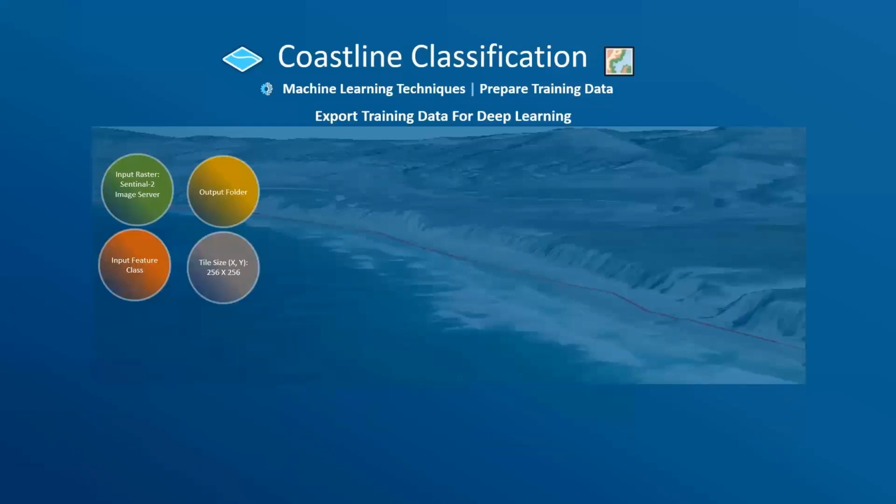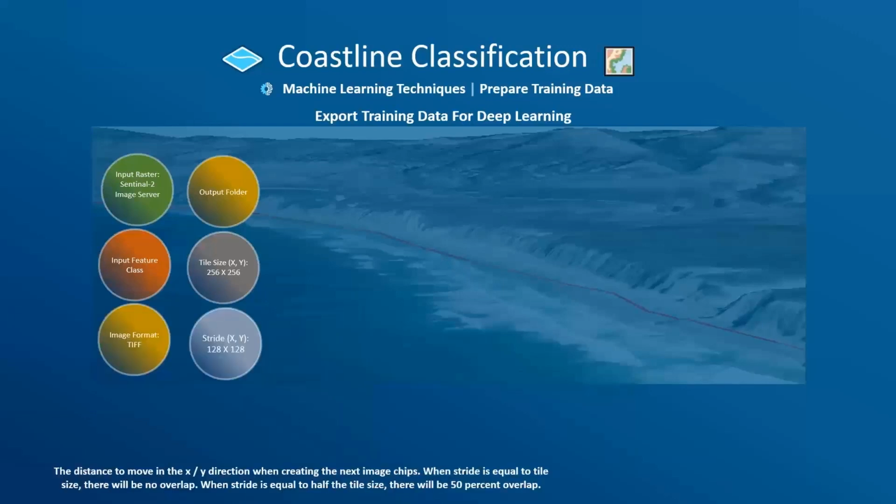And the tile size I used is 256 by 256, the image format is TIFF, and the stride values are 128 by 128. Basically, the stride is the distance to move in the X or Y direction when creating the next image chips. When the stride is equal to tile size, there will be no overlap. When the stride is equal to half of the tile size, there will be 50% overlap.